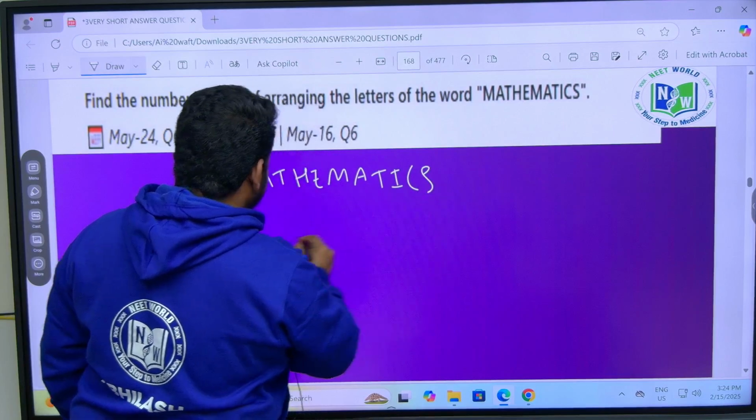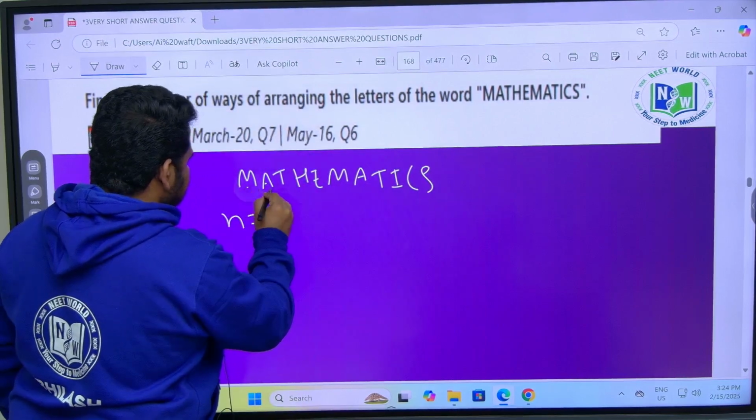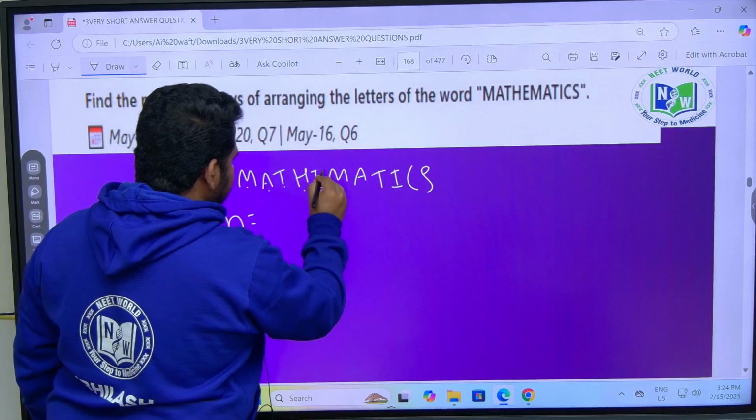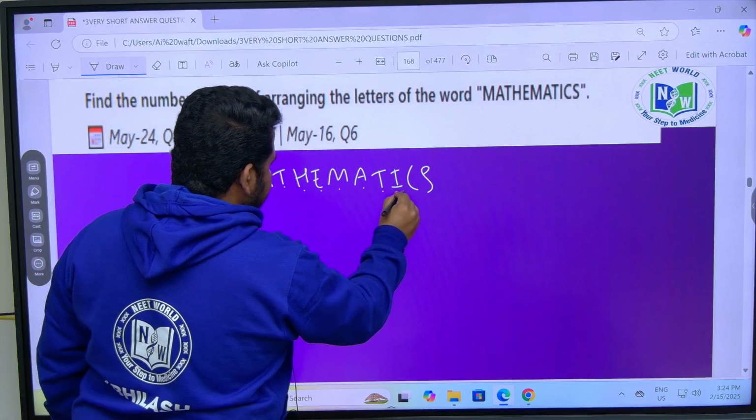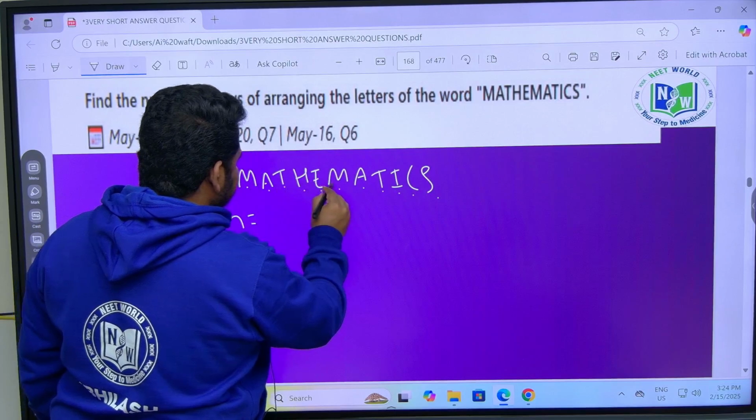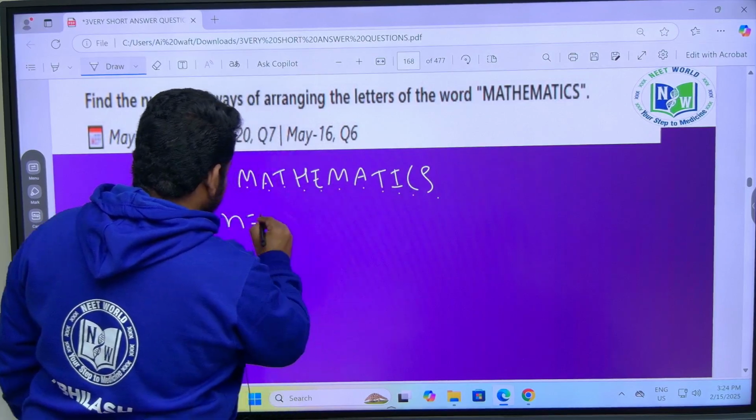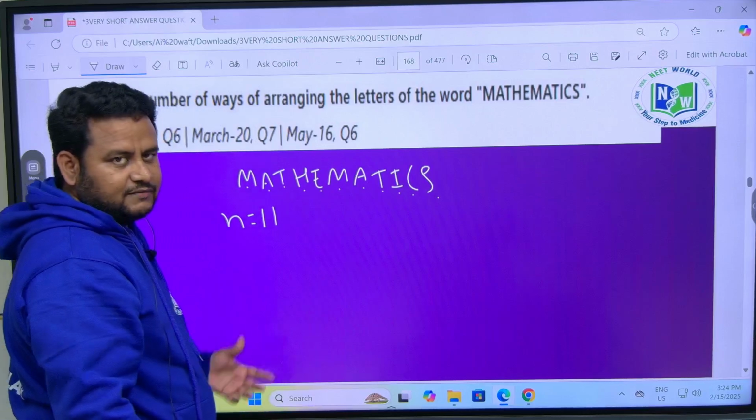How many letters are there? The value of n is what? 1, 2, 3, 4, 5, 6, 7, 8, 9, 10, 11. So the value of n is 11.